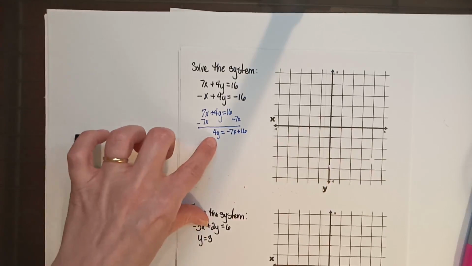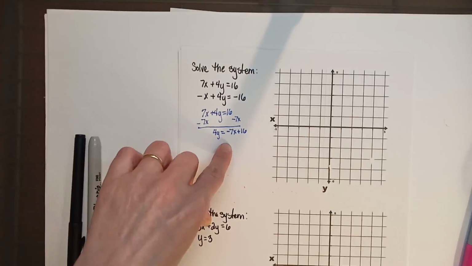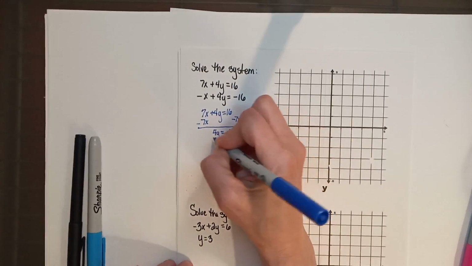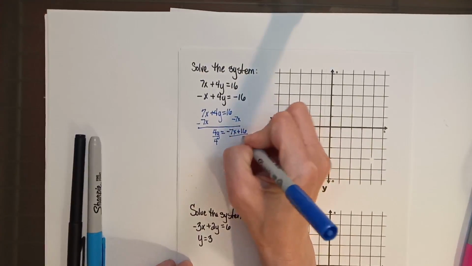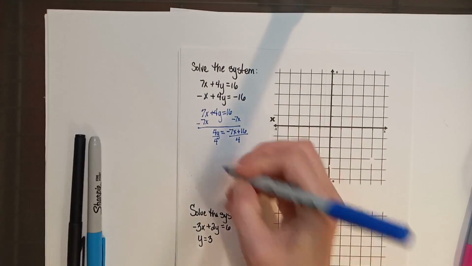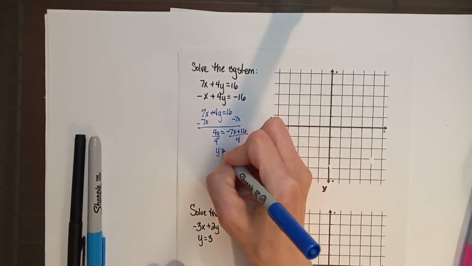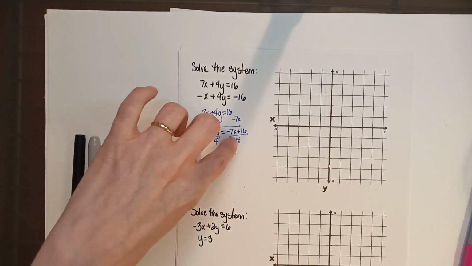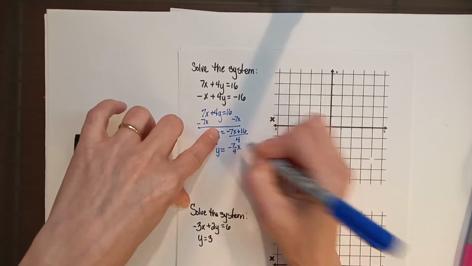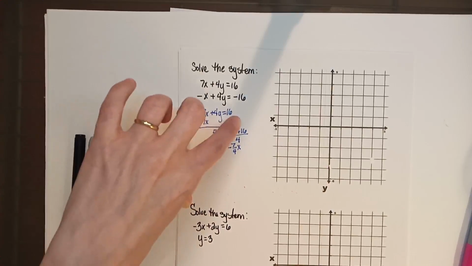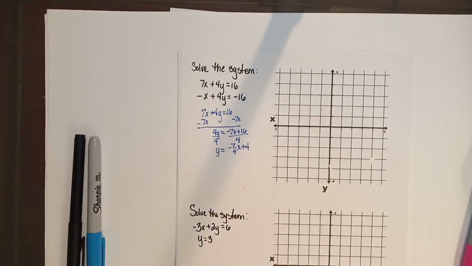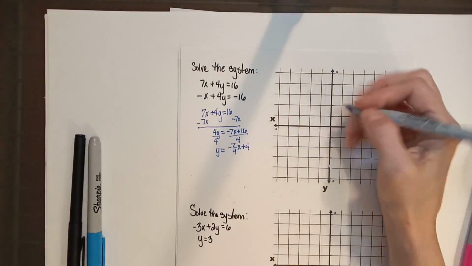Now I'm not done because this is 4y equals negative 7x plus 16, but what we want is y equals mx plus b. So we need to get rid of that 4, and we're going to do that by dividing out the 4. When we divide out that 4, we get y equals negative 7/4, because I take that negative 7 and divide it by 4, and I also keep that x. And I'm going to also divide the 16 by 4, which will give me plus 4. So this one is y equals negative 7/4 x plus 4. And I'm going to go ahead and graph that.